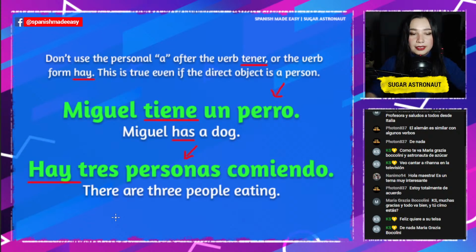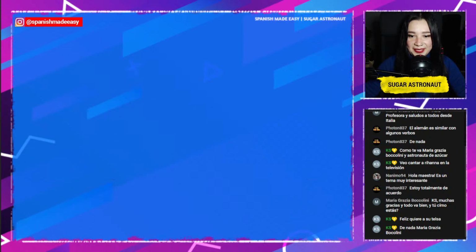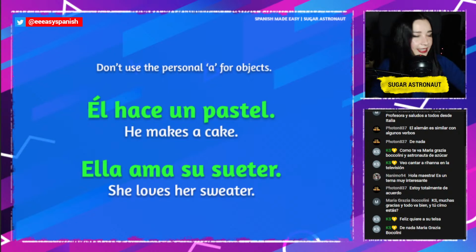So far so good. We learned that the personal a is used for people, pets, and it's flexible when talking about any other animal. Also, don't use the personal a when using the verb tener or hay. That's easy. It's very easy, guys. The last thing that we're going to talk about is objects, okay? Don't use the personal a when talking about objects.